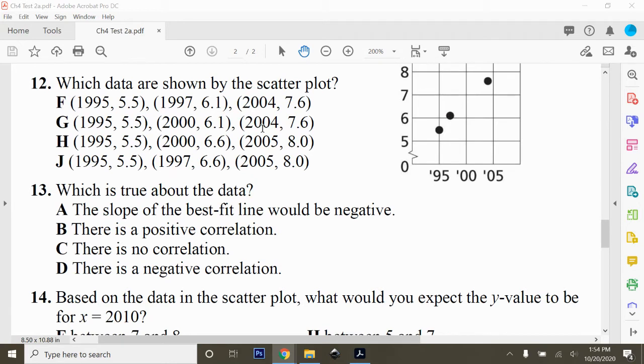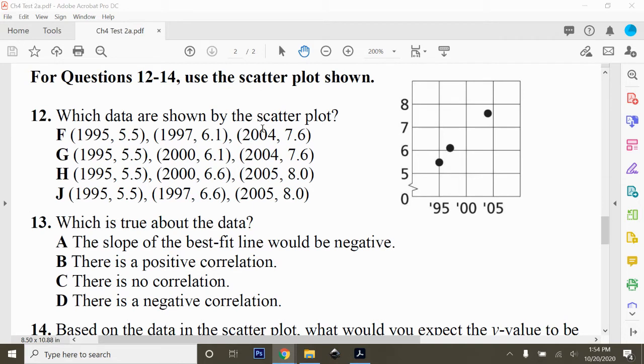12. Which data are shown by the scatter plot? F, 1995 and 5.5, 1997 and 6.1, 2004 and 7.6. G, 1995 and 5.5, 2000 and 6.1, 2007 and 7.6. H, 1995 and 5.5, 2000 and 6.6, 2005 and 8. J, 1995 and 5.5, 1997 and 6.6, 2005 and 8.